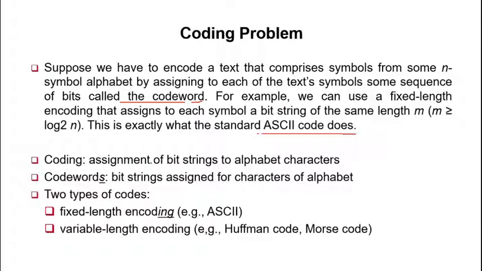So, what is coding? It is the assignment of a bit string to an alphabet character. So we assign each character a certain bit string. A code word is the bit string assigned to a character of the alphabet. There are two types of code: fixed-length encoding, for example the ASCII code, and variable-length encoding. For the algorithm, for example, we have the Huffman code and the Morse code.